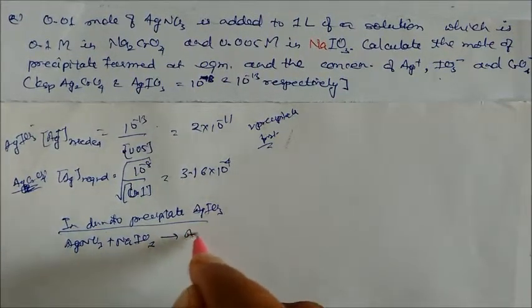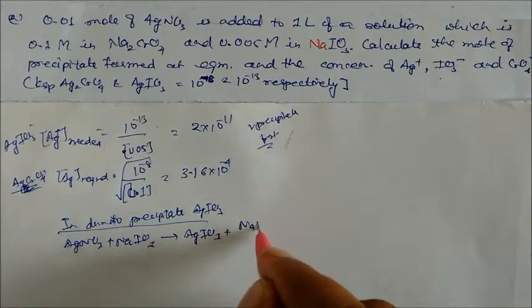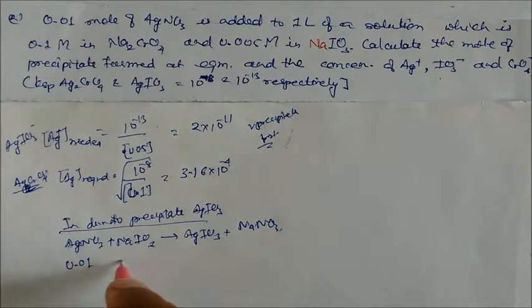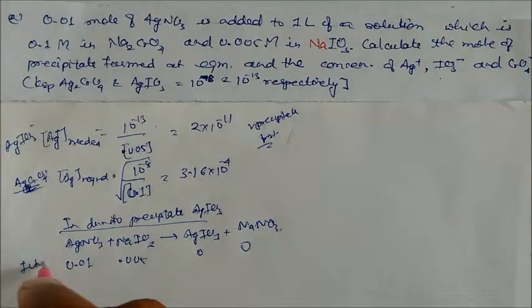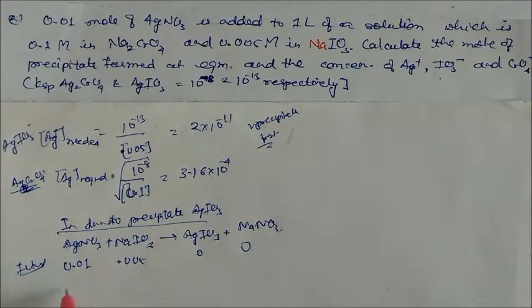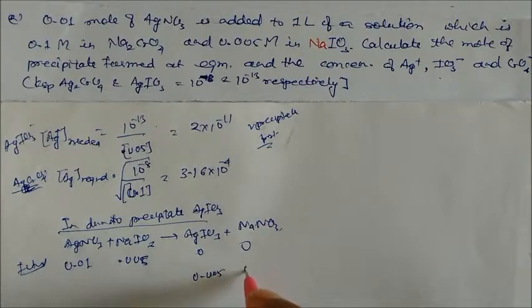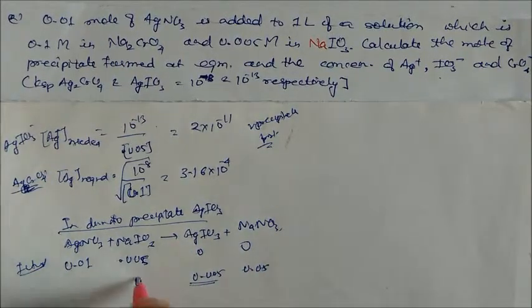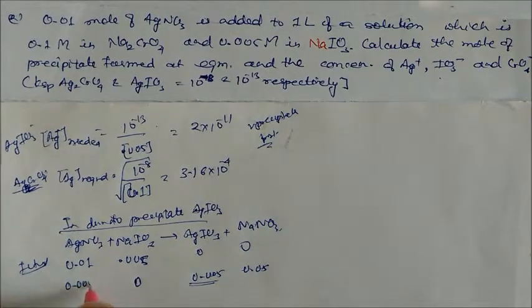Okay, it is giving silver iodate plus sodium nitrate. Initially the concentration was 0.01, here the concentration is 0.005, and this will be 0 initially. After the reaction this becomes 0, and here it is 0.005, this will also be 0.005, so we get the concentration of silver iodate, and this will be 0.